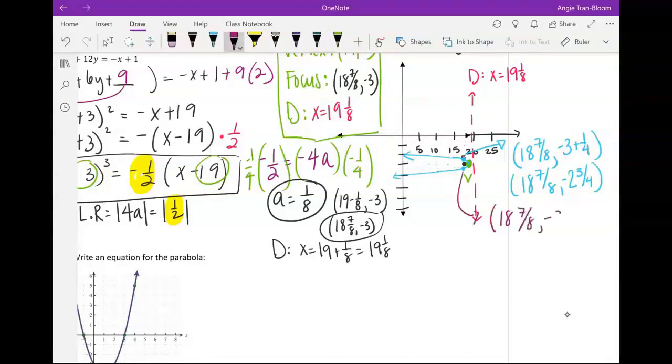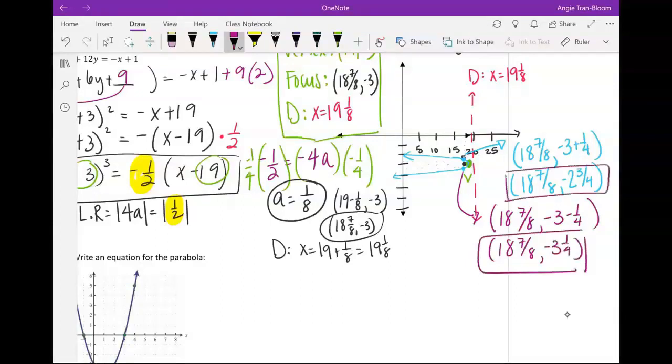And we're going to take the -3, which is the y coordinate of the focus, and we subtract a quarter. So this final answer for this bottom ordered pair for the latus rectum is 18 and 7/8, comma, -3 and a quarter. So if I ask you for the ordered pairs, those are the two ordered pairs if it's ever asked, and that's how we find them.